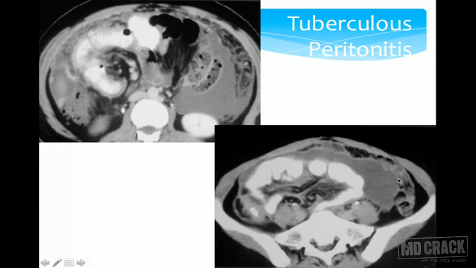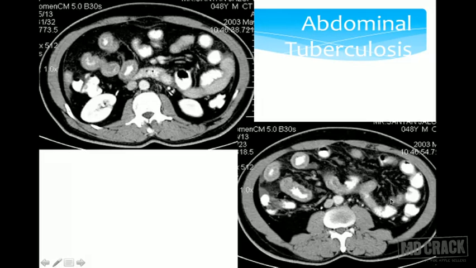Again, over here, this is another case. This is where you have your free fluid, and enhancement of the peritoneum. Next, you get thickening of the small bowel wall. Over here, these are your small bowel lumen. This is the normal appearing lumen. There's contrast within it. And over here, this is a thickened wall.